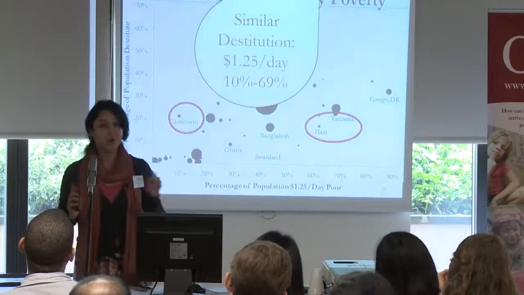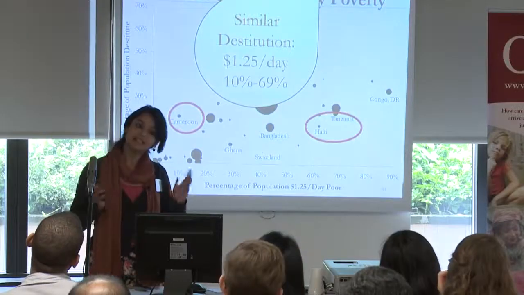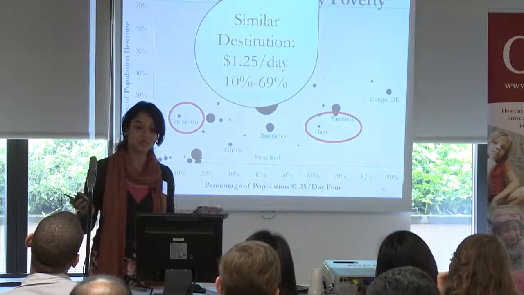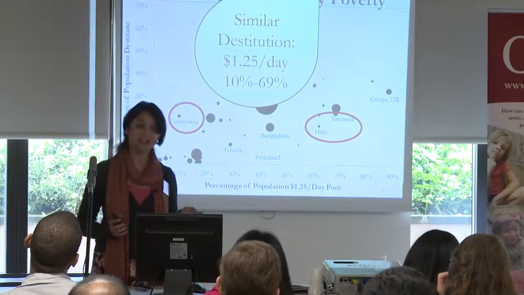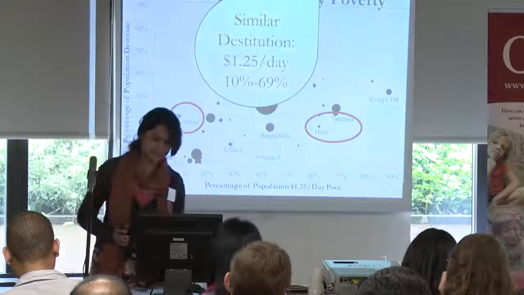And again, there's another kind of disparity where we have Cameroon and Haiti that have very similar proportions of people who are destitute, but drastically different proportions of people who are identified by the $1 to $1.25 a day poverty line. And again, the range is 10 to 69%.